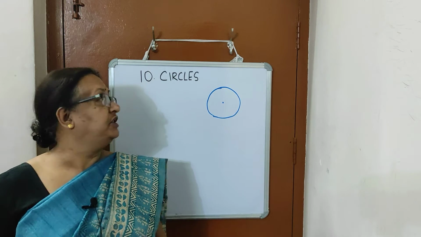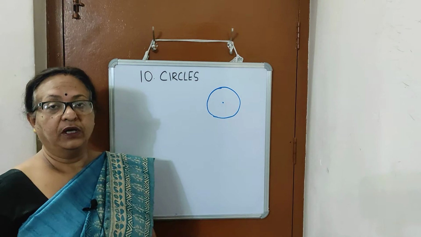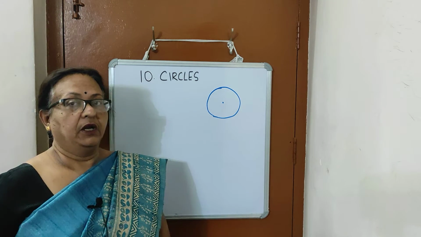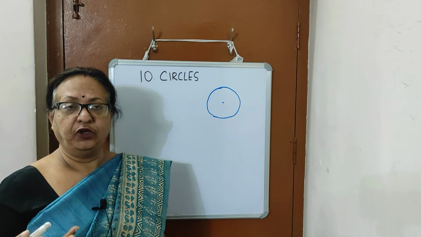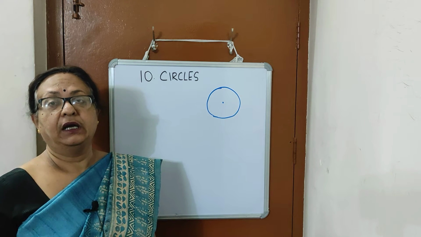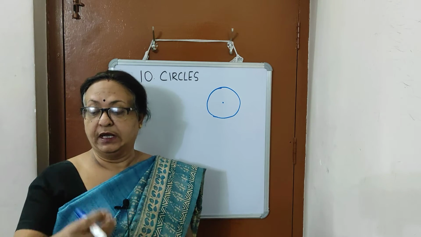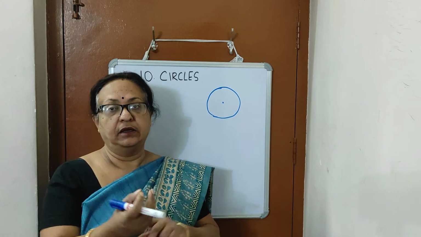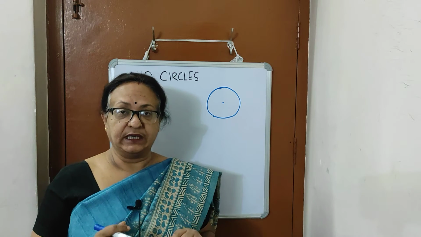Today we start chapter 10 of your book, Circles. Now circle is a very common thing for you. All of you know what is a circle. Some common examples of circle: a coin is a circle. Bangle is a circle. So you know what is a circle.